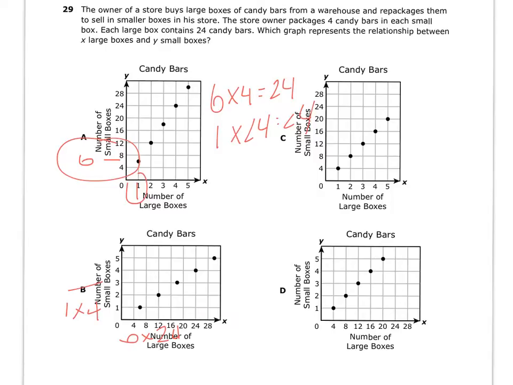C is the same way. If he has 1 large box, he's going to have 24. 4 small boxes, he'll only have 16, because 4 times 4 is 16. And then right here, this is kind of the same as B, where the number of large boxes actually has to be less than the number of small boxes. So our best answer is A.